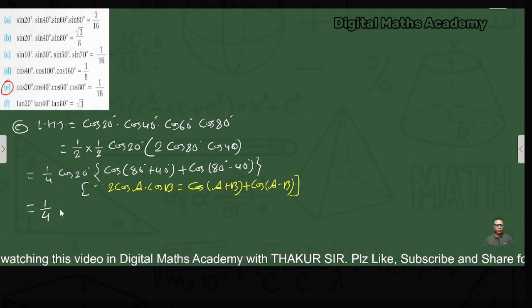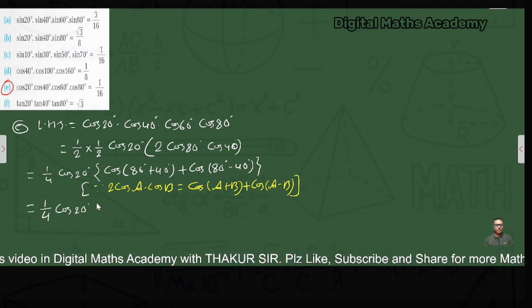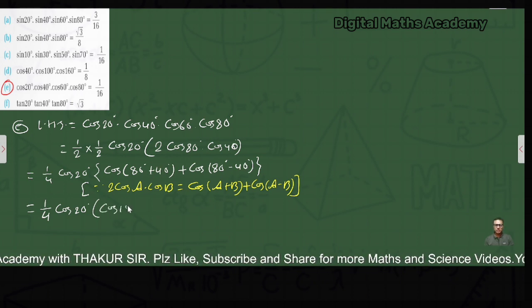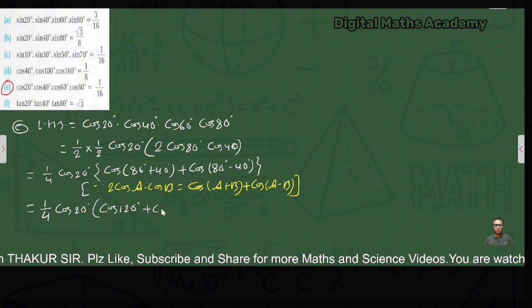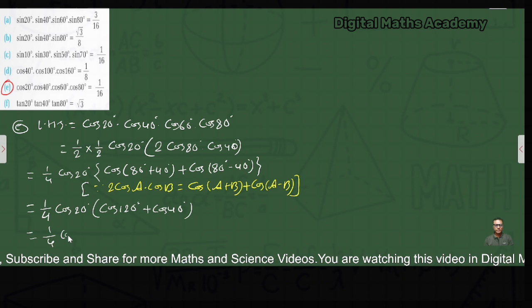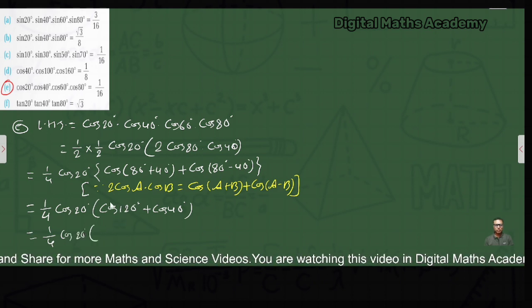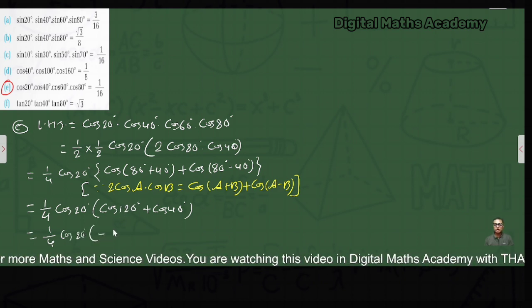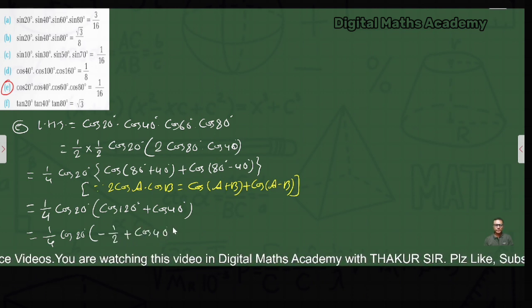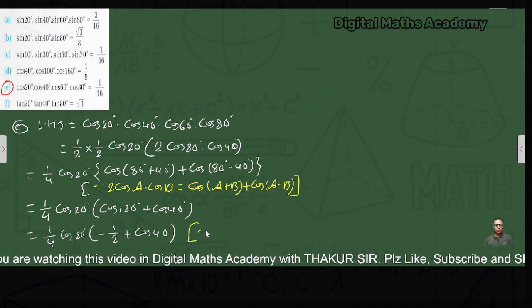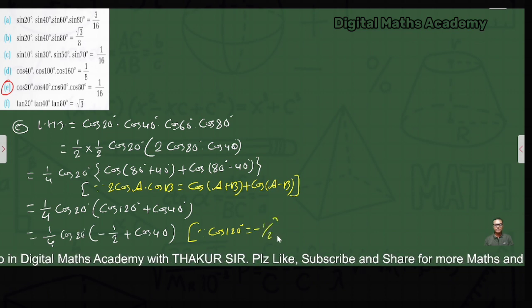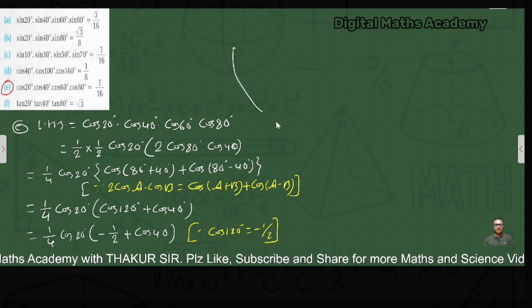Now we are going to simplify. It is 1 by 4 cos 20, and here cos 80 plus 40 degree equals cos 120 degree, plus cos 40 degree. Now we know the value of cos 120 degree, and cos 120 degree equals minus 1 by 2, plus cos 40 degree. Here the value of cos 120 degree equals minus 1 by 2.